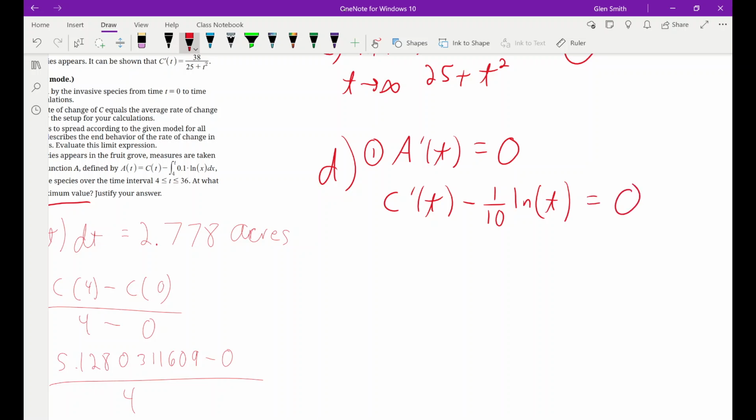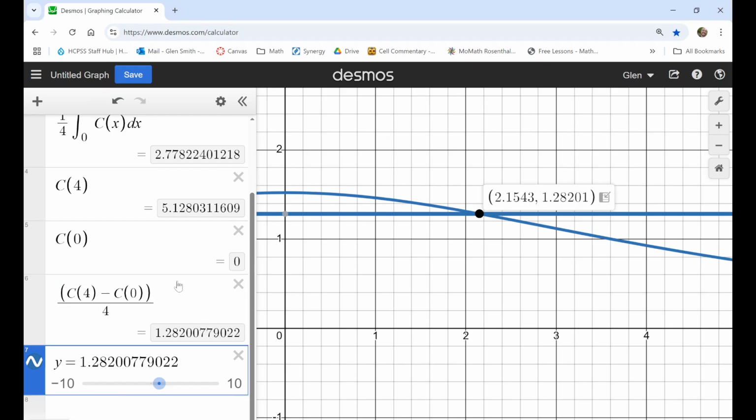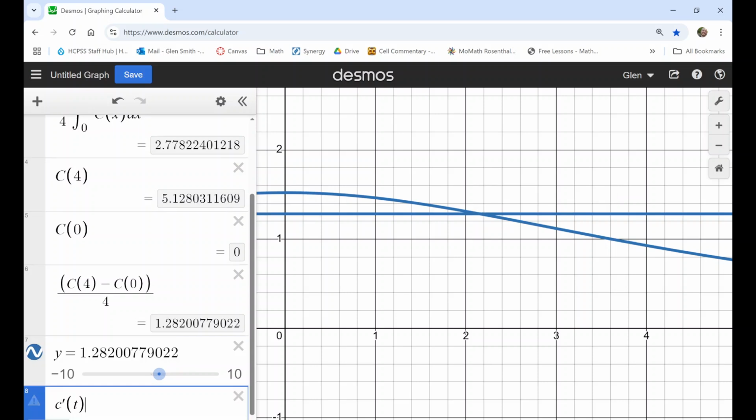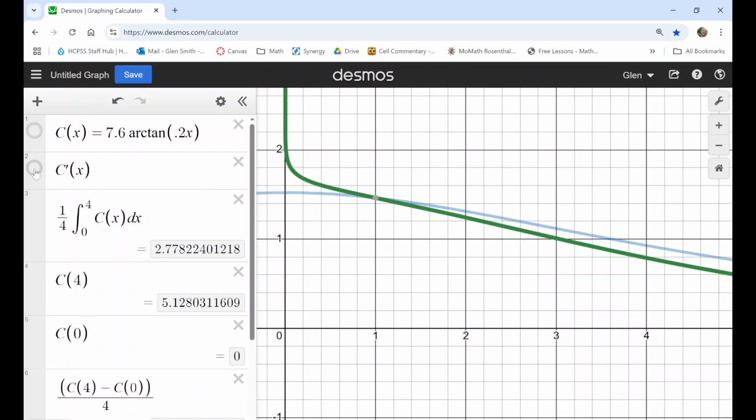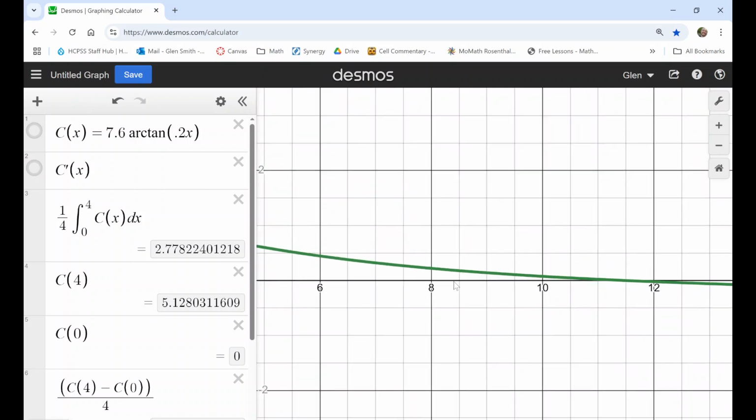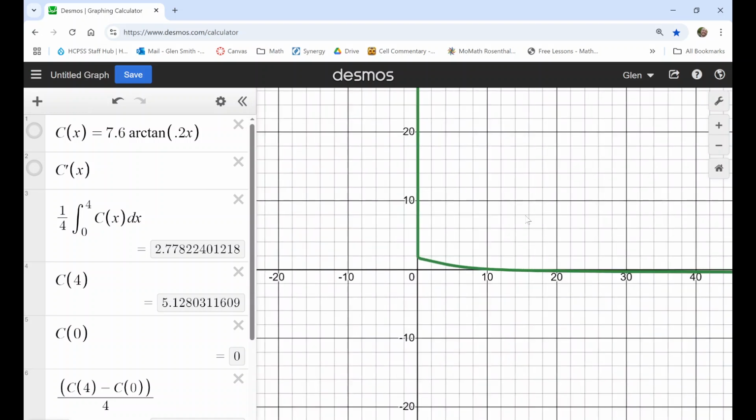And I don't know what that's going to be, so I got to come back over here to my handy-dandy Desmos. And on here, I'm going to graph c prime of t. I need capital C prime of x, really, minus 1/10 ln x. And I need to see where that's 0. And all this other junk is kind of jumbling up my graph here, so I don't want to see that. Okay. Now, I know it's going to be bigger than 4 because that's when this thing starts. Okay, so we might zoom out a little bit like this.